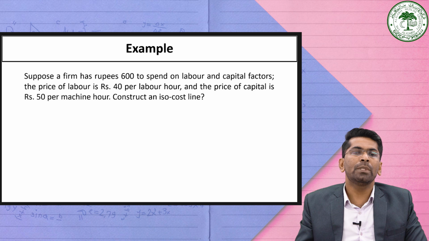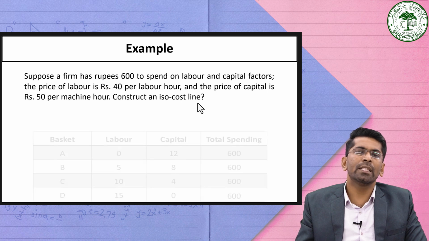Consider one example. Suppose a firm has ₹600 to spend on labor and capital, and the price of labor is 40 per hour. Then the price of capital is 50 per machine hour. So we want to construct the isocost line. What are the various possibilities here?